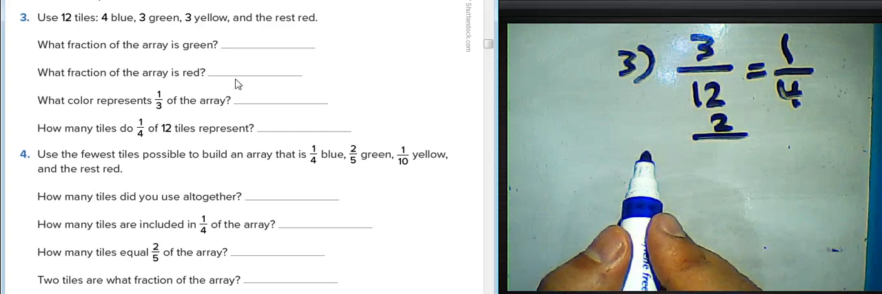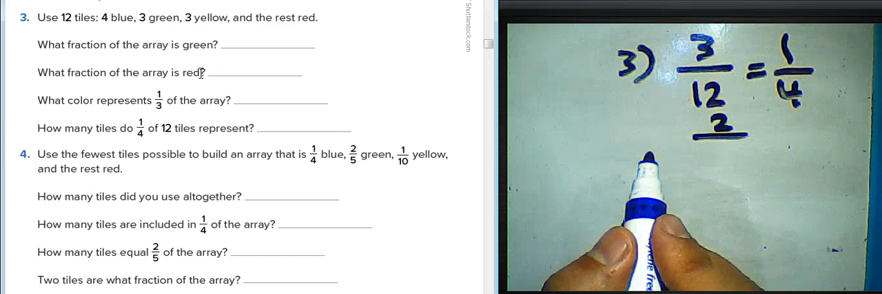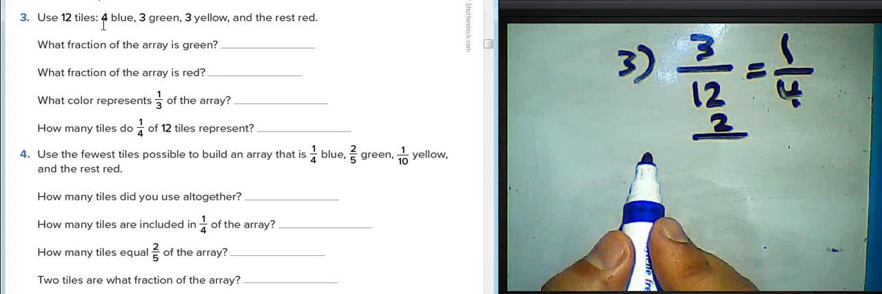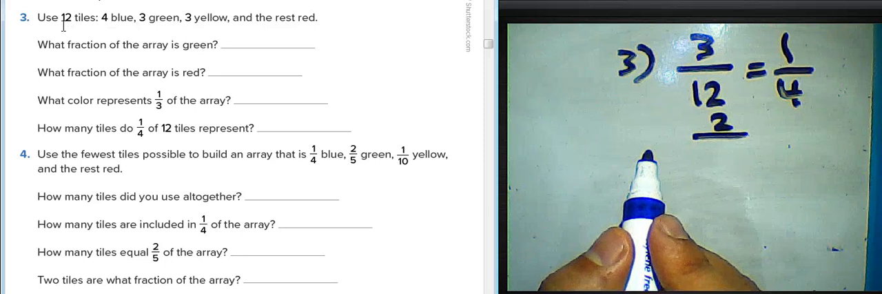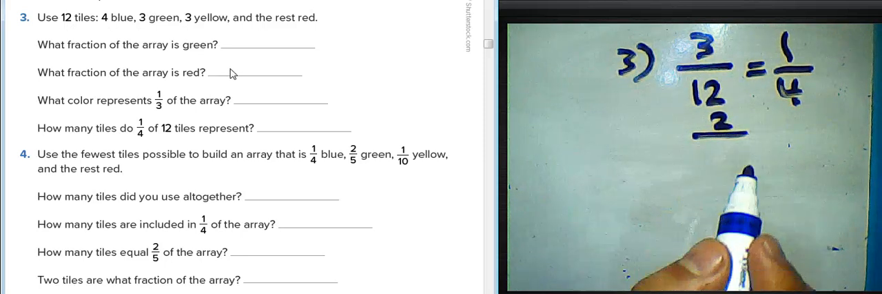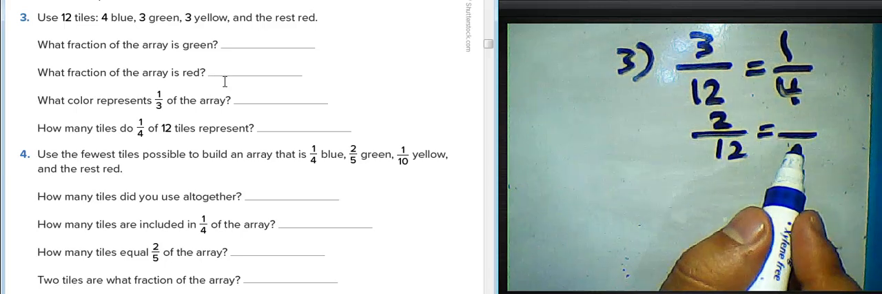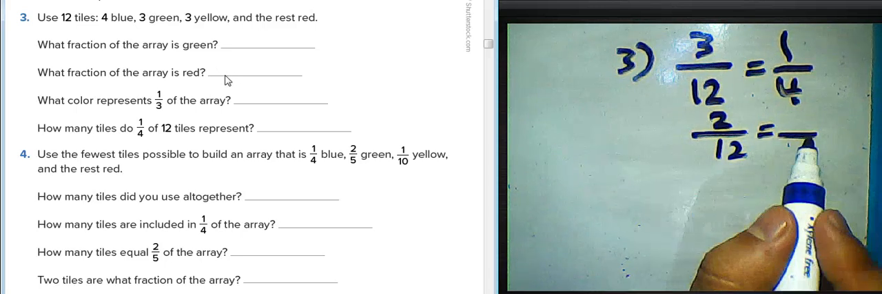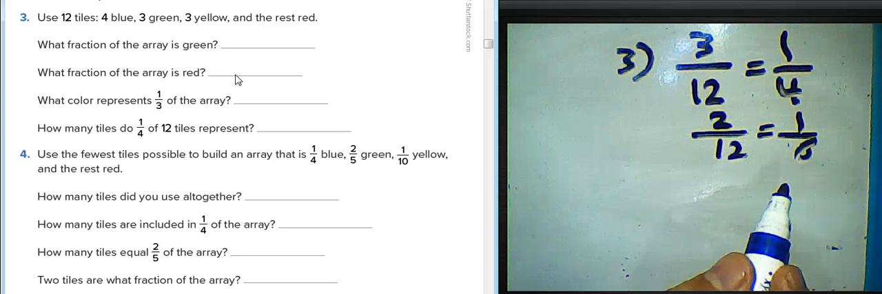Okay, again, look with me. I want to find the number of red tiles. He told us the rest is red. We can find the rest by adding 3 yellow, 3 green and 4 blue, and subtracting the result from 12. Then 4 plus 3 equals 7. 7 plus 3 equals 10. 12 minus 10 equals 2. So we must write in this space 2 over 12. And then you must simplify it. 2 over 12 divided by 2, the result will be 1 over 6.